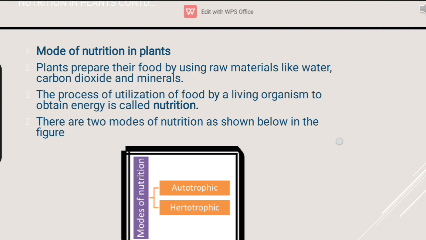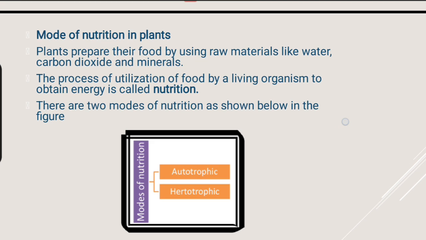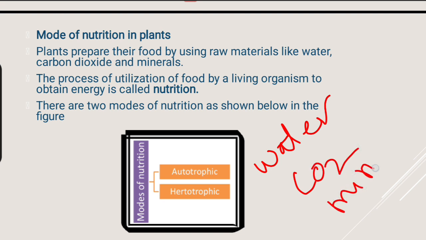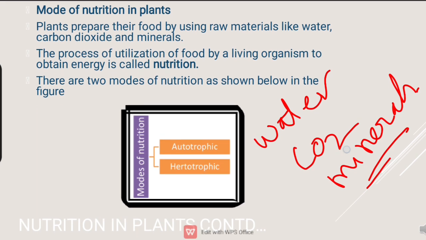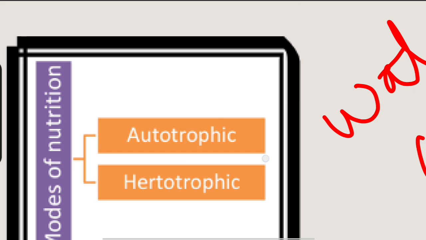Modes of nutrition in the plant. Plants prepare their food by using raw materials such as water, carbon dioxide, and minerals. There are two modes of nutrition as shown here. They are autotrophic and heterotrophic.